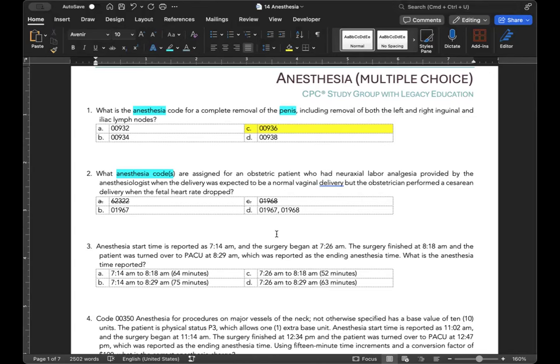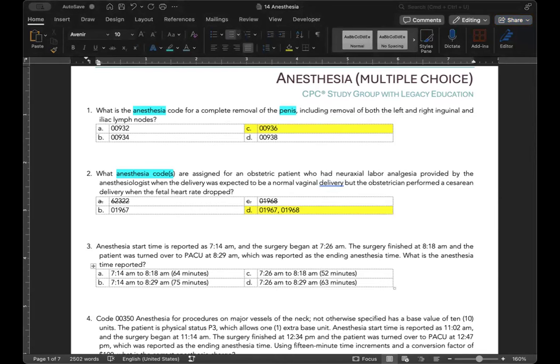So again, we're doing a cesarean that was expected to be a normal vaginal delivery with neuraxial labor analgesia, and then they converted it to a C-section. So yeah, we do need both. Yep, because 01967 is for that neuraxial labor analgesia first, and then we have the add-on code for switching it to a cesarean delivery following that analgesia. Okay. Any questions on that one?